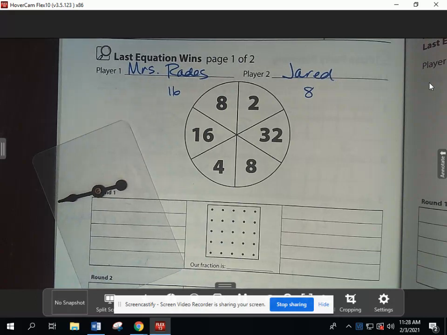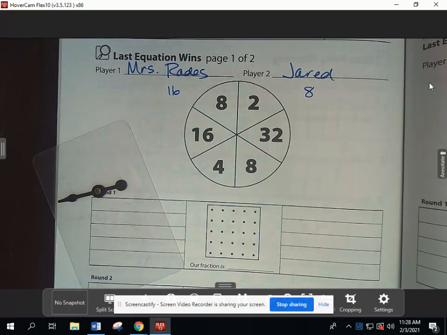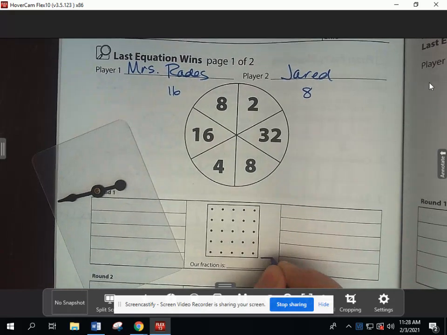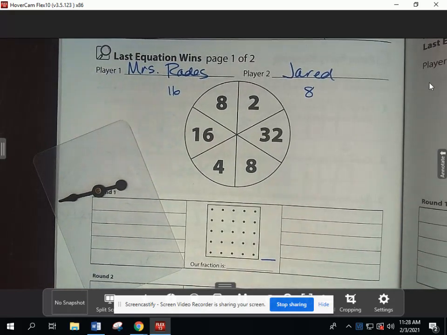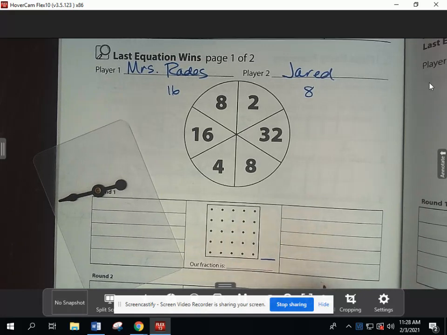How would I arrange the 16 and the 8? What should be the numerator and what should be the denominator? If you want, Jared, you want to call on somebody? We got some hands over there. Luke. 8/16.